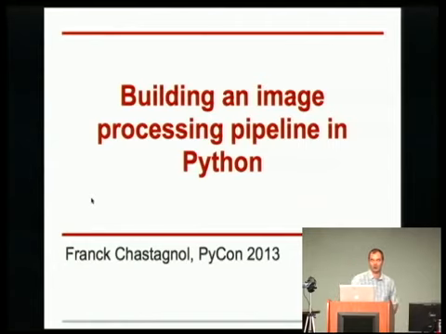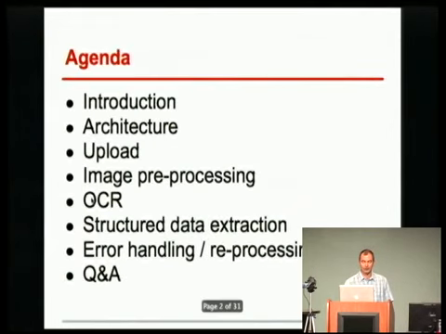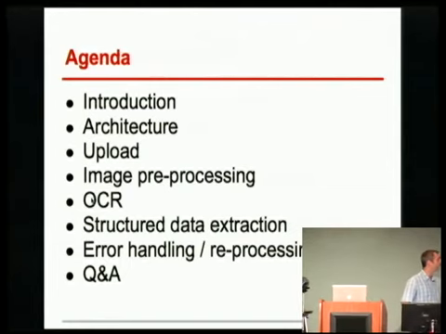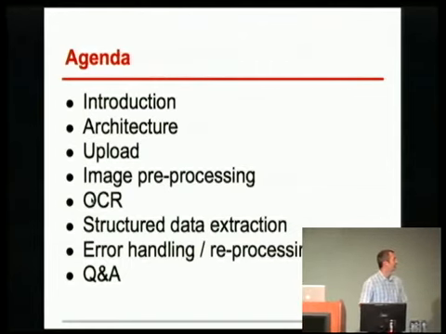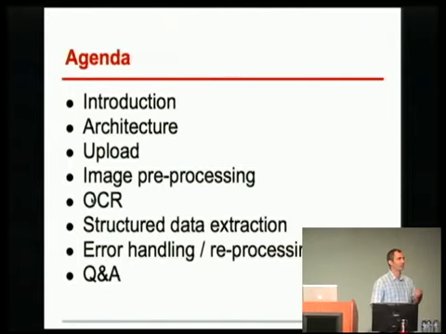So today I'm going to talk about how to build an image processing pipeline in Python. So here is our little agenda. I'll give you a little bit of background to start with. Then I'll talk a bit about the architecture of the system we built. Then we'll get into the details of the different steps of the pipeline. So upload, image preprocessing. We'll talk a bit about OCR, and then parsing data, structuring data. And then finally, we'll talk about error handling, reprocessing, and then I'll open it up for questions.